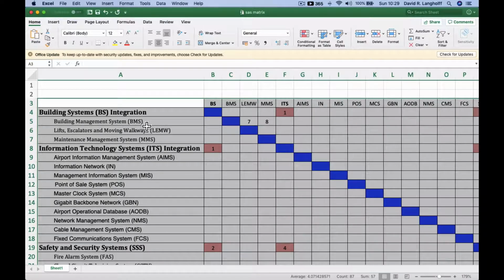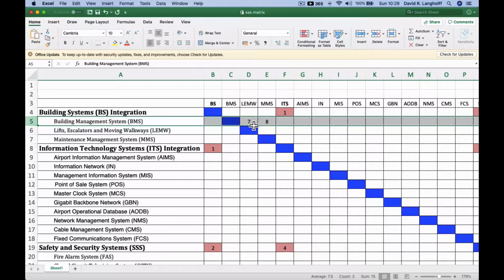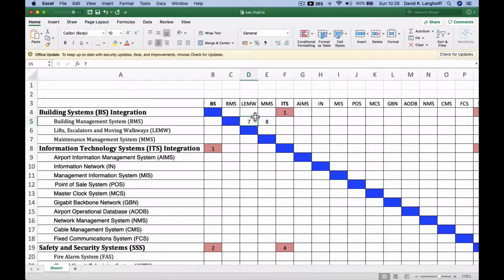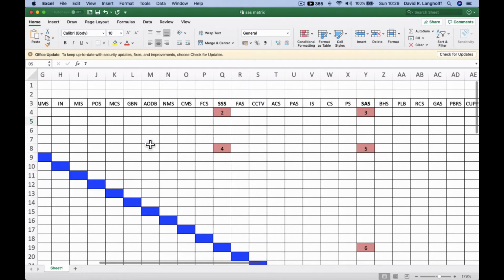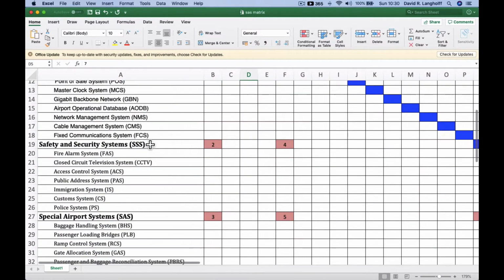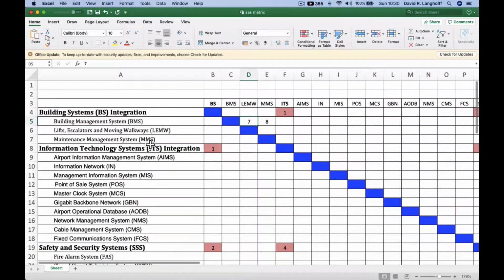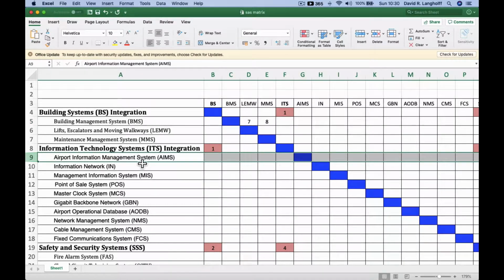Conversely, we've got a building management system that also has an interface to the lifts, escalators, and moving walkways. So we see the interface here, to number seven, what's interface number seven, to the lifts, escalators, and moving walkways. And it also has an interface internally to the maintenance management system. So what you do is you just go through from your specifications and populate this chart.